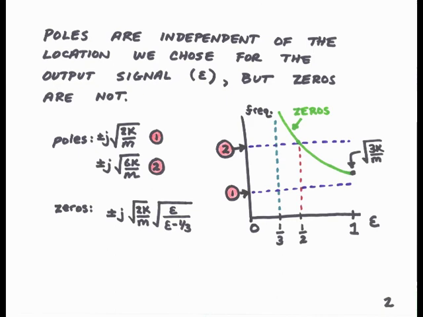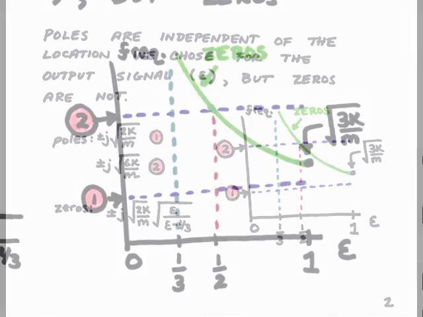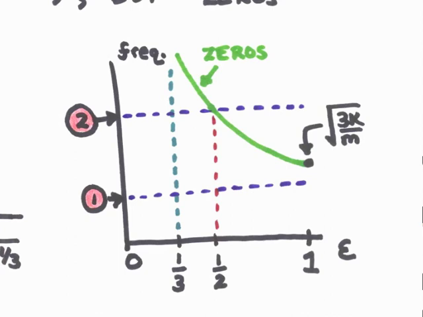If we plot this function, the function that shows where the zeros are, versus epsilon, we get the following graph. This graph shows the zeros of the transfer function as a function of epsilon. And what you see is as epsilon increases from 1/3, the zeros are decreasing in frequency. When epsilon equals 1, that is, the output location is on the far right side of the beam, the zeros are at plus and minus j square root of 3k over m.